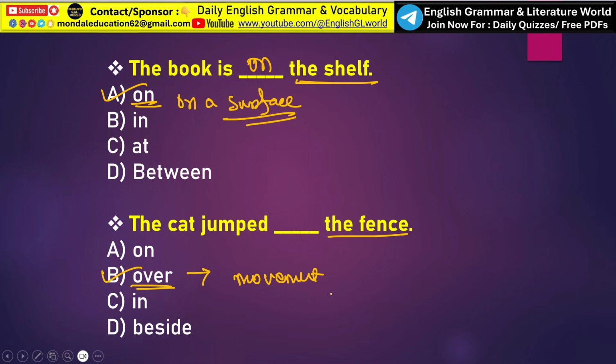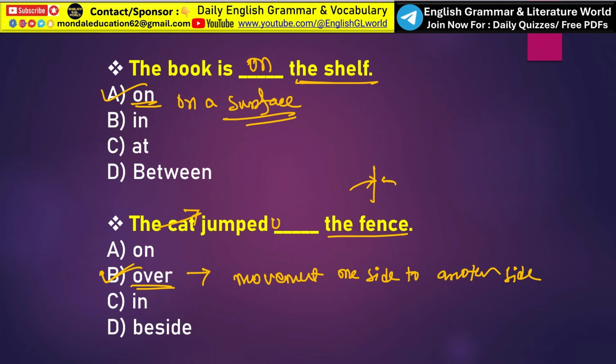From movement across or above something from one side to another side. Okay. In this sentence, the cat moves across the fence by jumping from one side to another side. Understand? That's why we have to use preposition over. So the cat jumped over the fence.